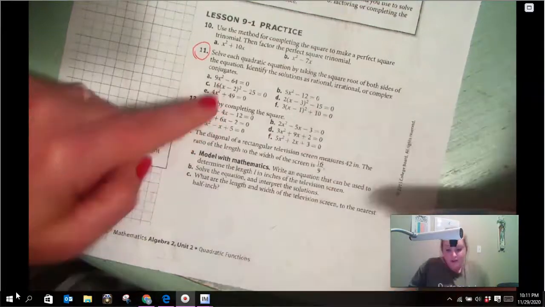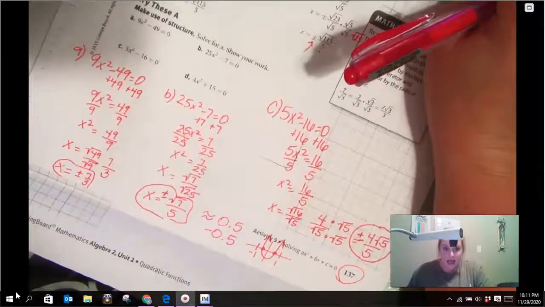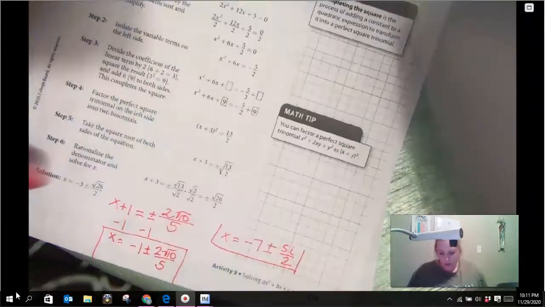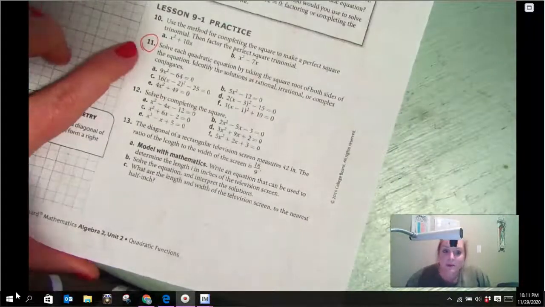So you have 2 pages of notes to submit to me. Make sure you submit both page 137 and 138 and your homework, which you can just take a picture of your piece of paper for number 11.